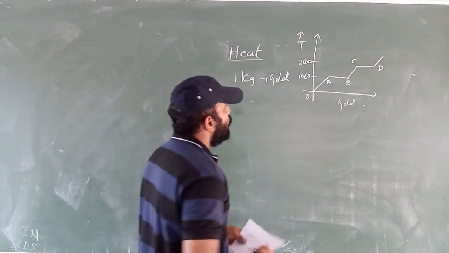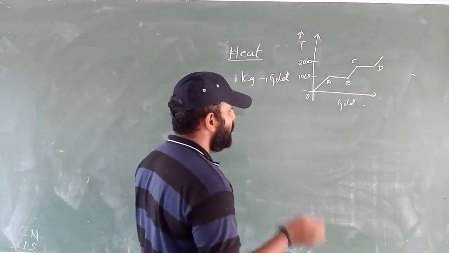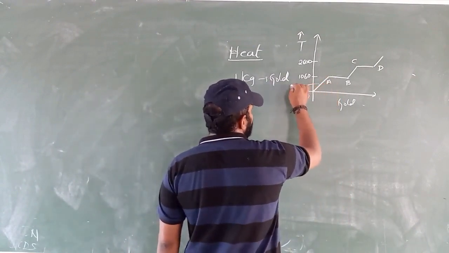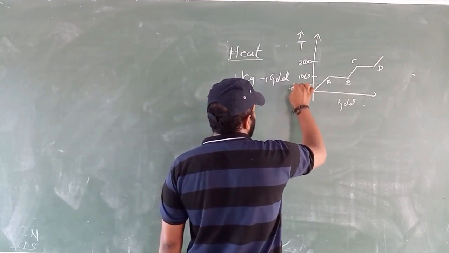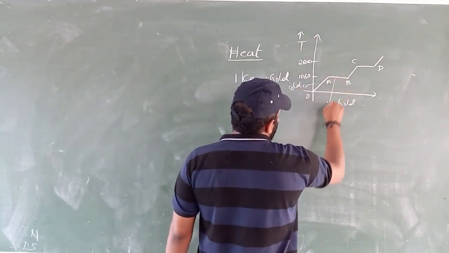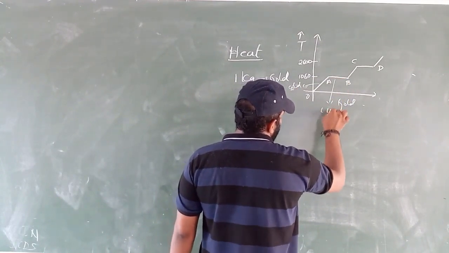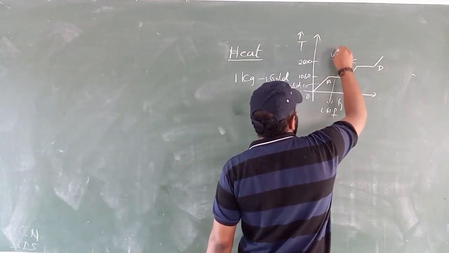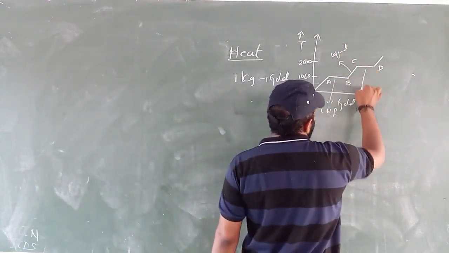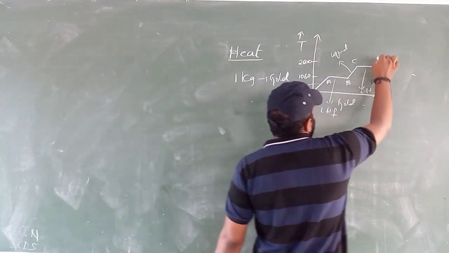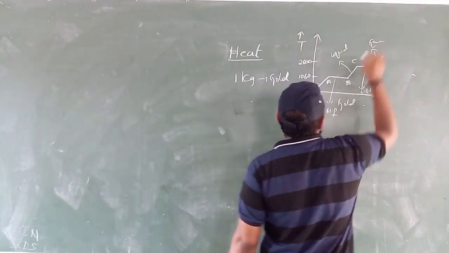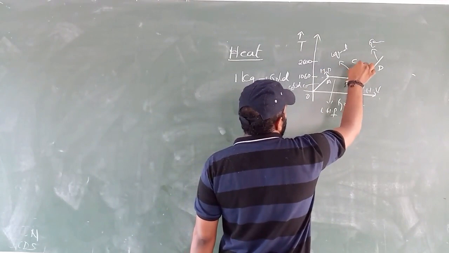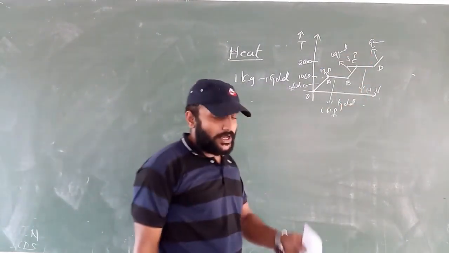Melting point of gold. What is the melting point of gold? Just a few minutes back I explained this graph. This part tells about the solid state. And this part tells about latent heat of fusion. And this part tells about the liquid state. And this part, the CD part, tells about latent heat of vaporization. And this part tells about the gases or steam. This point tells about the melting point, and this point tells about the boiling point.